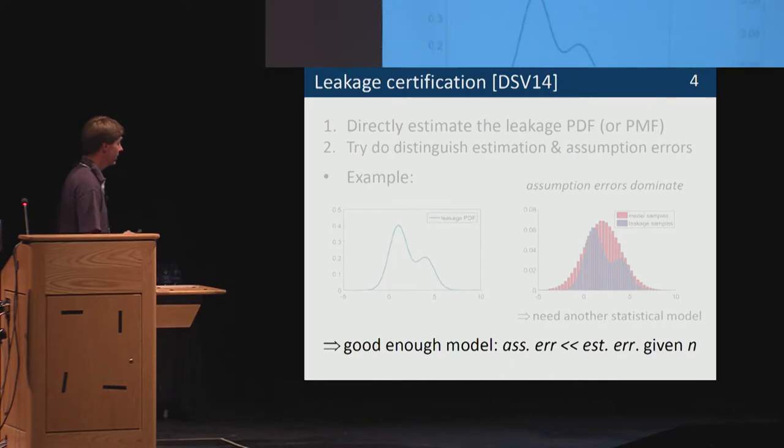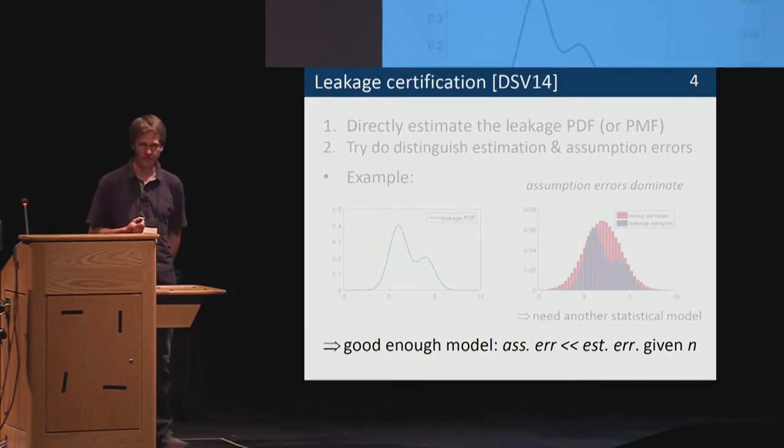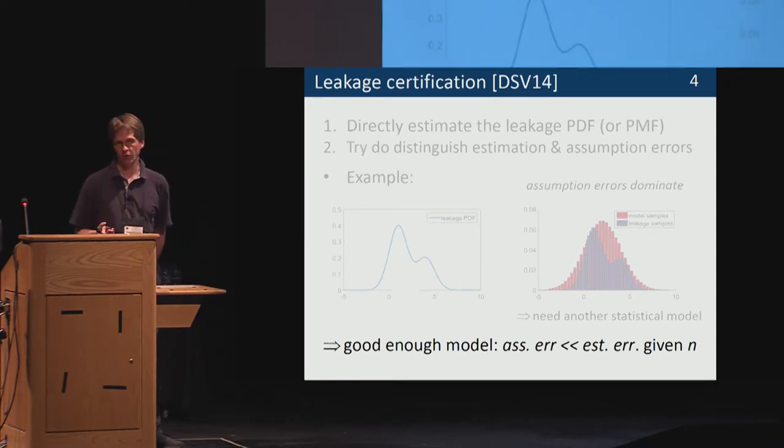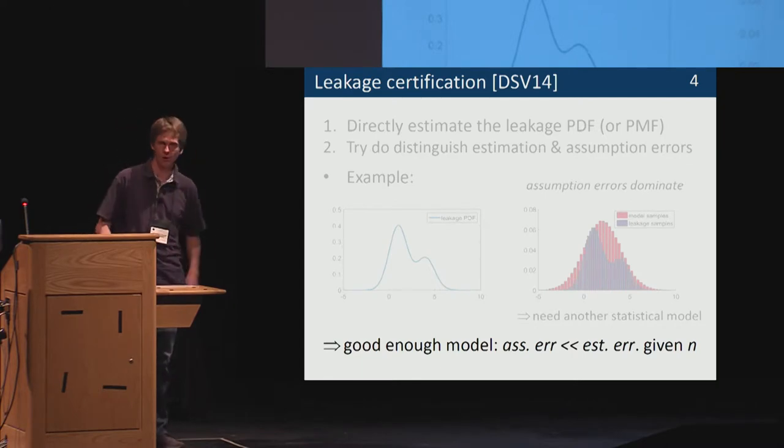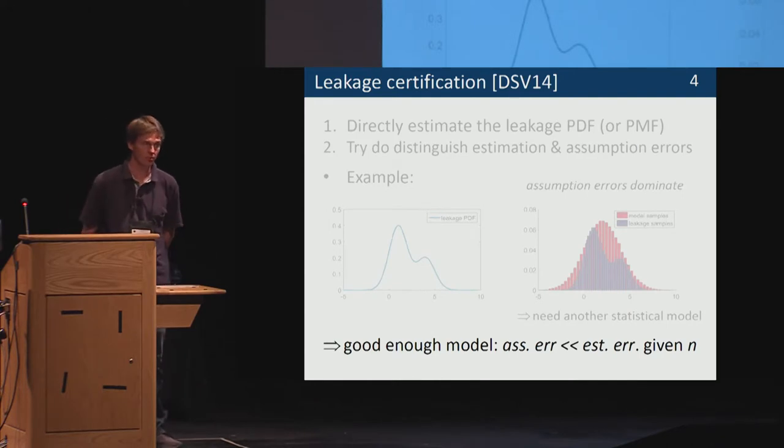And based on this, the main idea behind leakage certification was to say that in practice, you can consider that your leakage model is good enough as long as the assumption errors are small in front of the estimation errors for the number of traces that you could measure. And that typically means if you are an evaluation laboratory, you can measure your chip for 1 week, you use a statistical model, and this test is going to tell you whether it's enough or whether you have to look for another statistical model in order to efficiently exploit the information that's available.